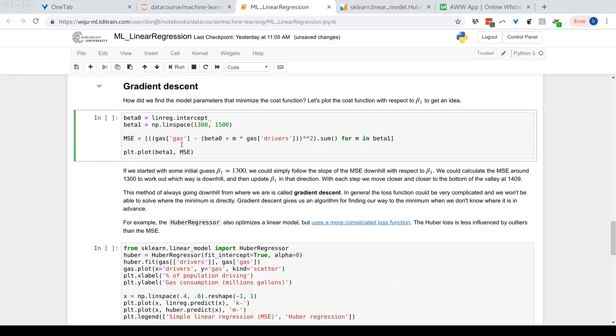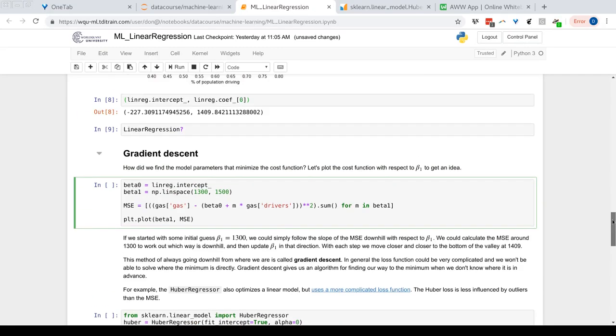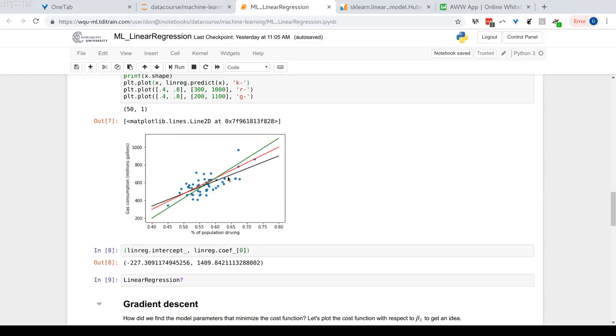Well, one way the algorithm can figure out the best value of beta naught and beta 1 is by applying gradient descent. So for this plot here, let's go ahead and plot the mean squared error for various values of beta 1, various values of the slope. We're going to set beta naught, the intercept, constant, and we're just going to play around with modifying beta 1, modifying the slope of the line. So you can think, if we go back here, what we're doing is measuring the error as we start pivoting these lines for different angles, for different slopes.